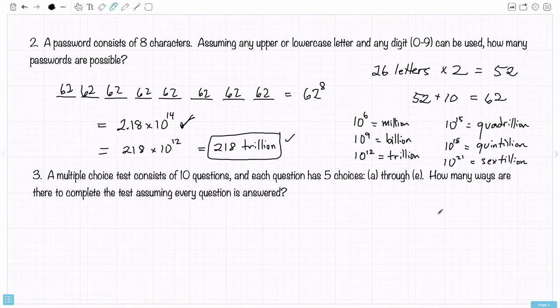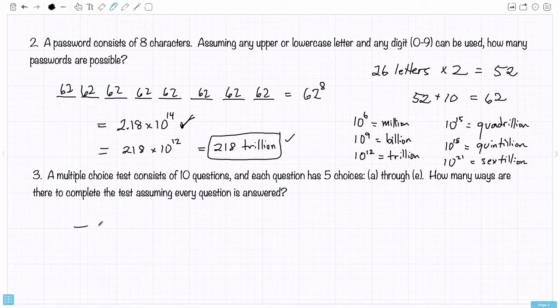All right, let's move on to number 3. A multiple choice test consists of 10 questions, and each question has 5 choices, A through E. How many ways are there to complete the test, assuming every question is answered? Okay, you could still go to the fundamental counting principle, or the multiplication principle as it's known, and think about this as a sequence of decisions. In each decision, how many choices do I have? I've got a sequence of 10 decisions.